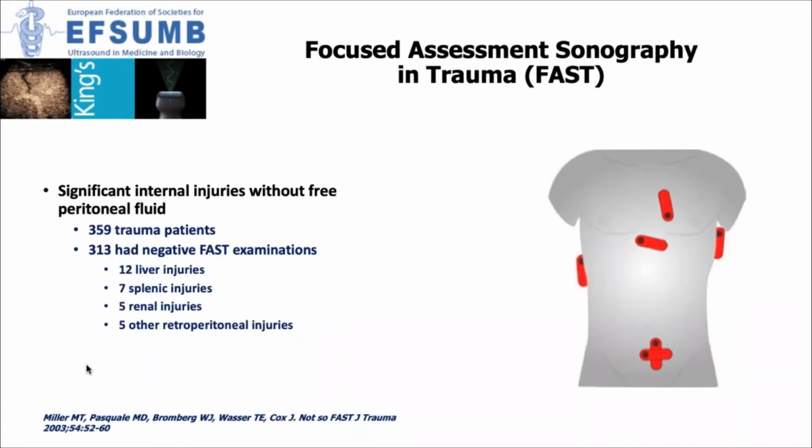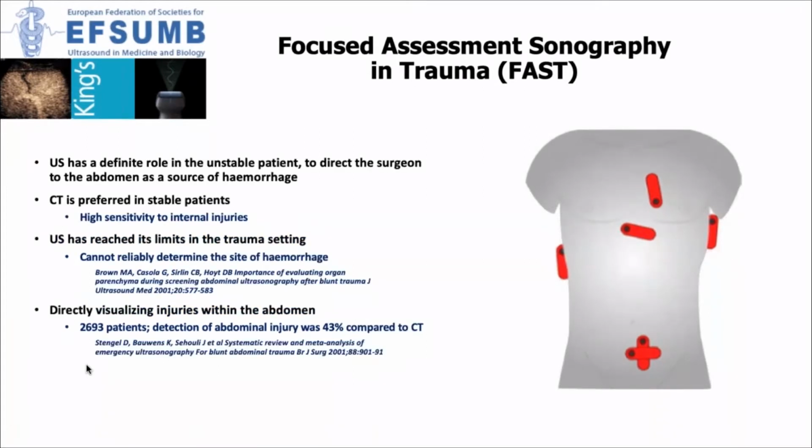However, we know that there is some debate about whether or not this is true, and certainly looking at some of the studies in the past, out of 359 trauma patients, 313 had negative fast scans, and that's despite the presence of almost 40 significant solid organ traumas. So what does that mean?